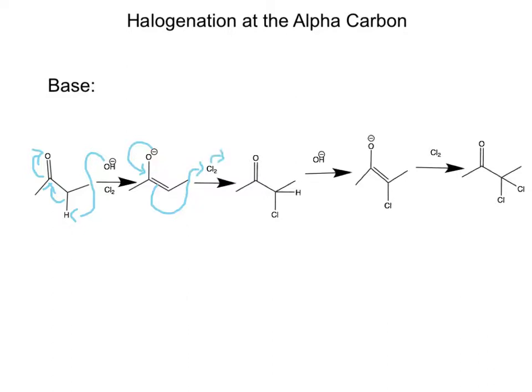However, since we still have a hydrogen at the alpha position, another base would come in and pull off this hydrogen, pushing the electrons back up here. This forms another enolate, where the electrons would come back down here, and then the electrons from the enolate would come and react with another chlorine, pushing the second chlorine off and forming this product with two chlorines.